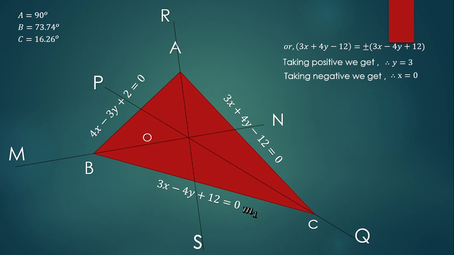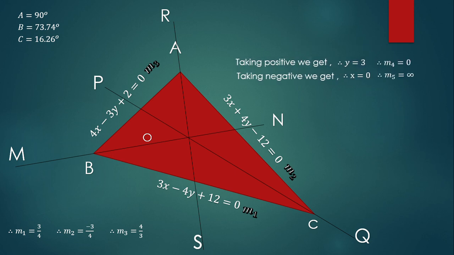So this is m1, this is m2, and this is m3. Now we find the slope of each bisector, y is equal to 3 and x is equal to 0, and which is the actual bisector we will find here. So y is equal to 3 means the slope is 0, using the same formula, minus coefficient of x upon coefficient of y, and m5 is infinity. So this is PQ.